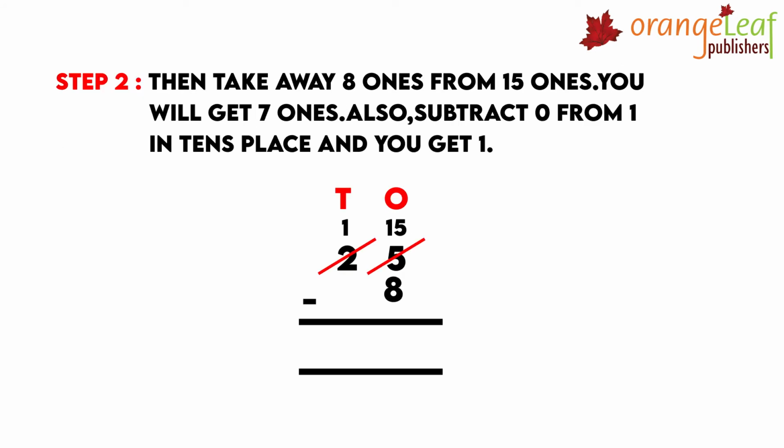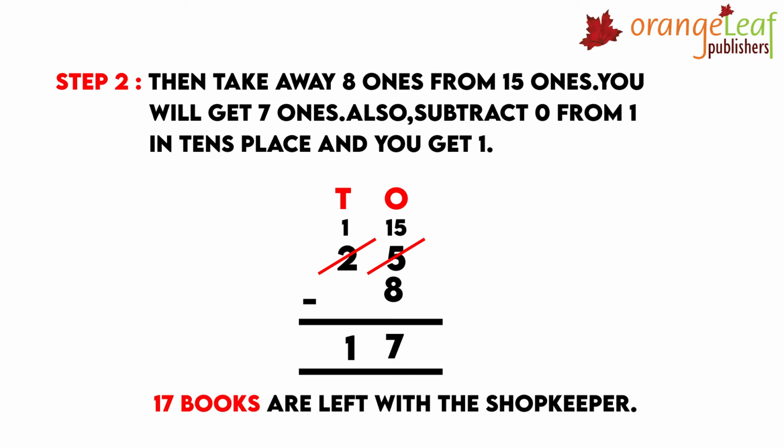Step 2. Then take away 8 ones from 15 ones in the ones place and you will be left with 7 ones. And in the tens place, take away 0 tens from 1 ten and you will get 1 ten. With 7 in the ones place and 1 in the tens place, your answer will be equal to 17. And so we can say that the shopkeeper is left with 17 books.